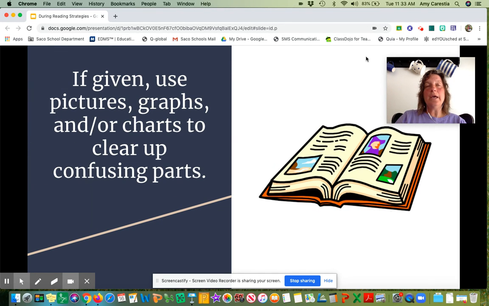And the last one, you can use it sometimes for literature. They will give you pictures. And this is really a great strategy for your content area courses reading material. If there is a picture or a graph or a chart included, please, please, please make sure that you actually look at it and read the captions underneath it. There are reasons why authors include pictures and graphs and charts. This will really help you sometimes clear up the confusing parts that you're reading. And if it's already there for you, you might as well use it. So that is a variety of during reading strategies that we will be using during this school year.